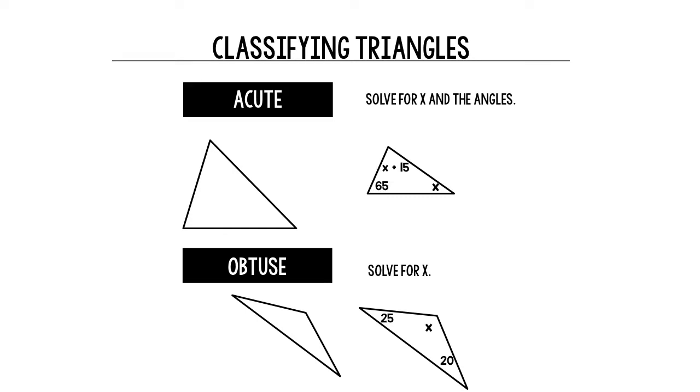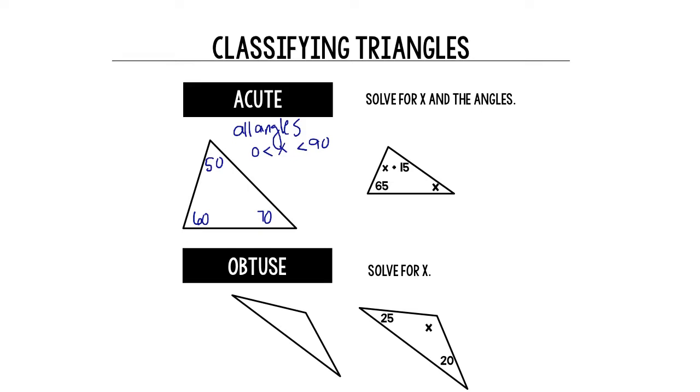An acute triangle means that all of the angles are between 0 and 90 degrees. So 0 is less than x is less than 90. For instance, in an acute triangle like this, we might have a 50-degree angle, a 60-degree angle, and a 70-degree angle. All of the angles are less than 90, like I said.